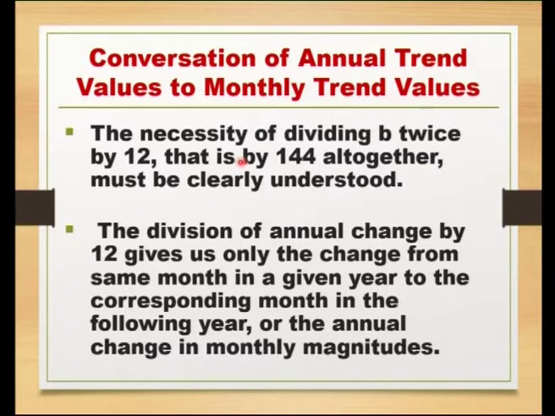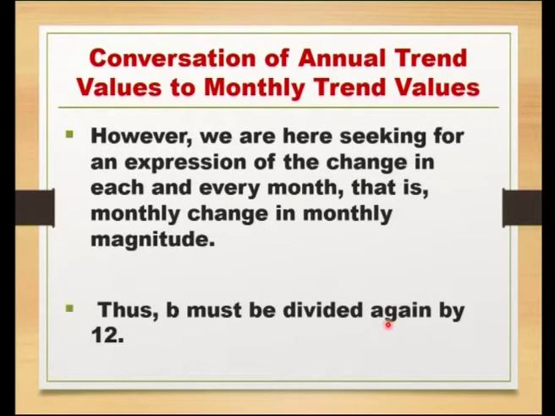One time division by 12 is for conversion from annual to monthly, and another time division by 12 is for the monthly increment. So, the division of annual change by 12 gives only the change from the same month in a given year to the corresponding month in the following year, or the annual change in monthly magnitudes. However, we are here seeking an expression of the change in each and every month. So, that is monthly change in monthly magnitude.